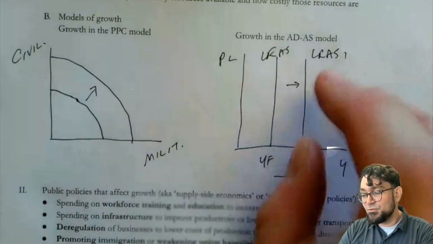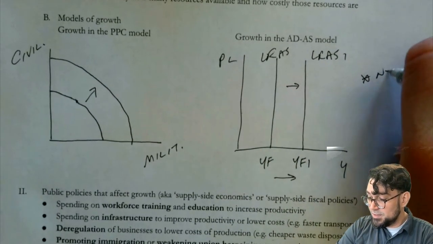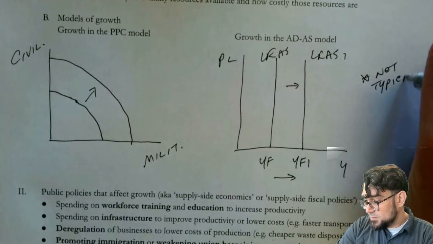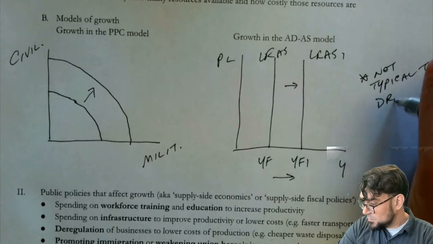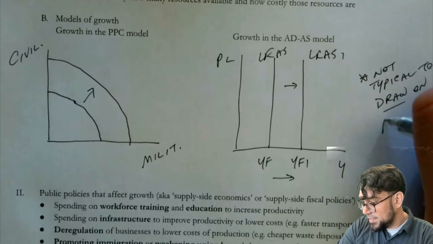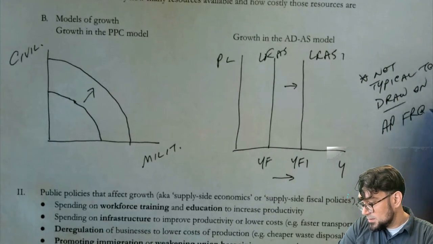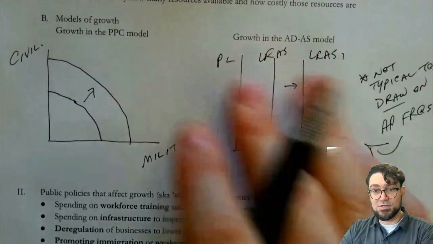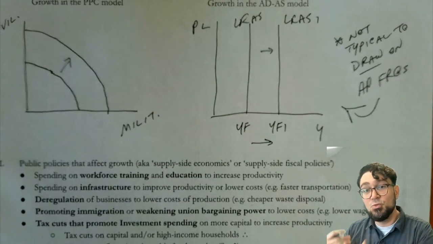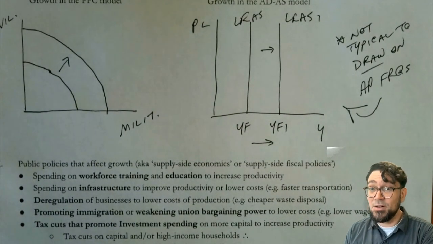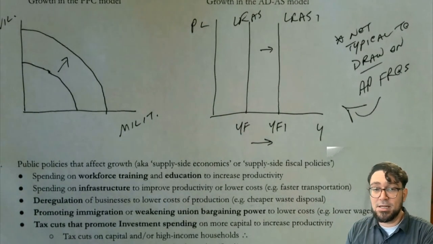It's not typical to draw this one on AP FRQs. You will have to draw the AD-AS model, but it's very unusual to actually show the LRAS shifting.